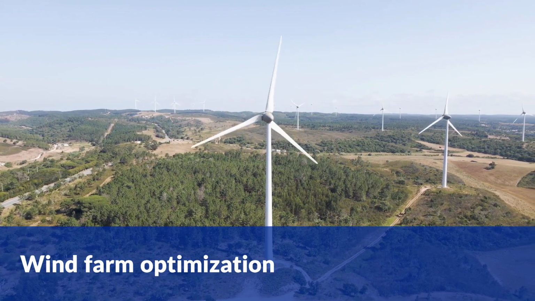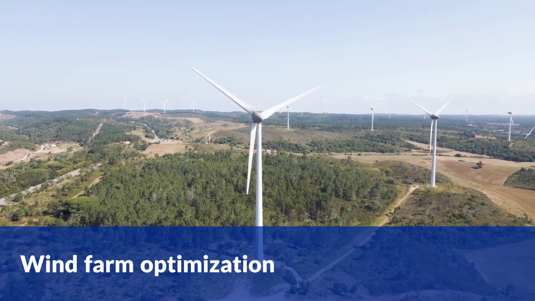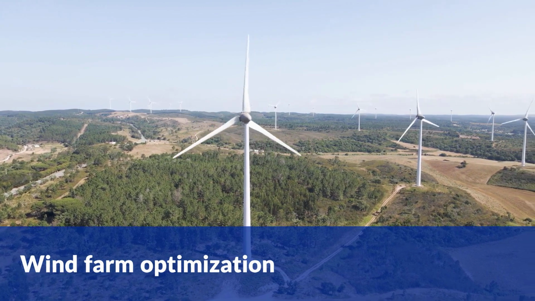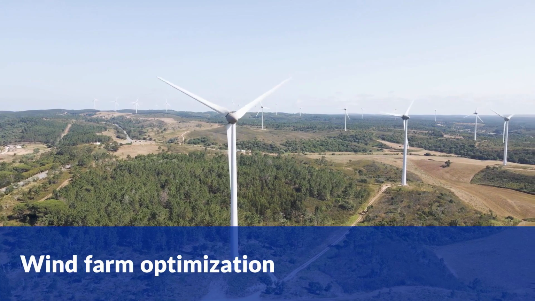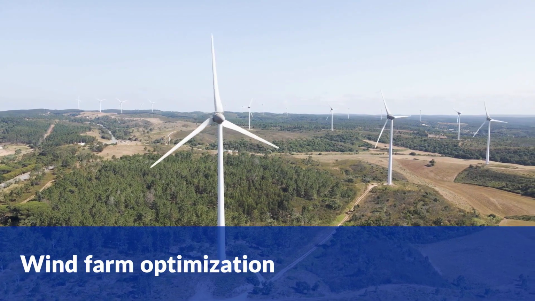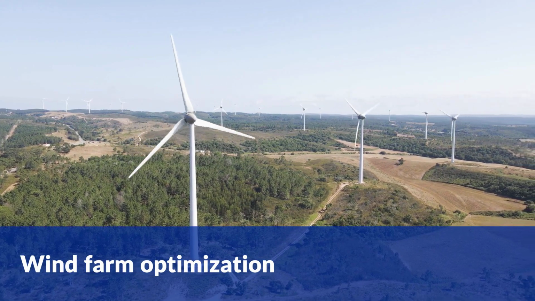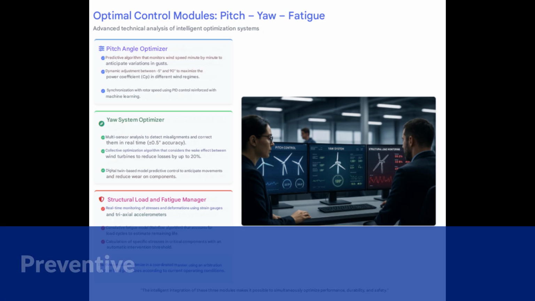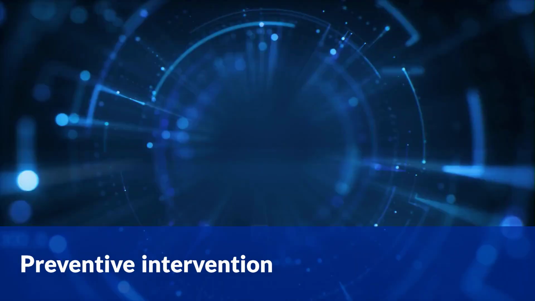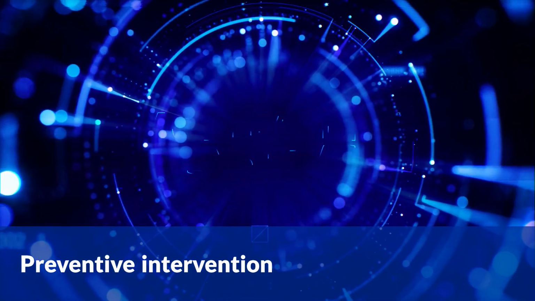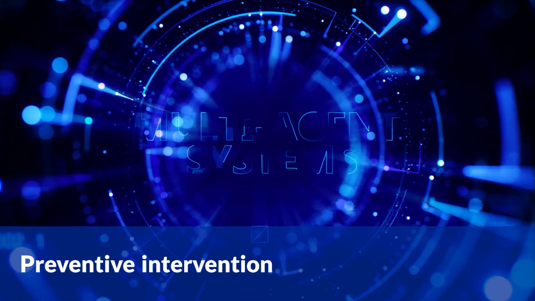This agent can even sacrifice individual turbine output. It does this to benefit the wind farm as a whole, for example, by reducing the wake effect. It follows the orders of the orchestrator agent to optimize overall output. A collective optimization algorithm takes into account the wake effect between wind turbines. This can reduce losses by up to 20%. Predictive control based on a digital twin anticipates movements and reduces component wear.